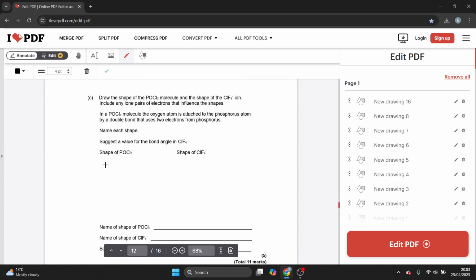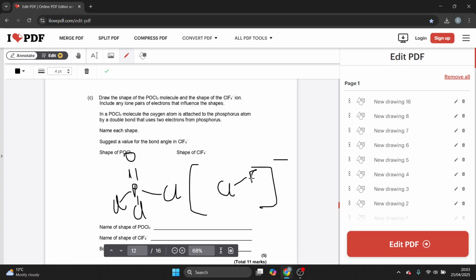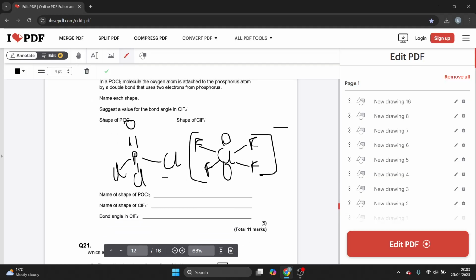Draw the shape of POCl3. And then draw the shape of ClF4 minus. With this, I always draw square brackets because I've seen a bunch of mark schemes using it. Doesn't mean all of them do, but if you do the square brackets, I don't think you can be penalized. Two lone pairs of electrons.